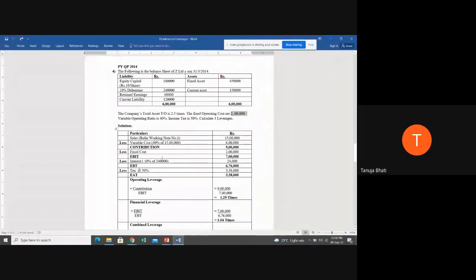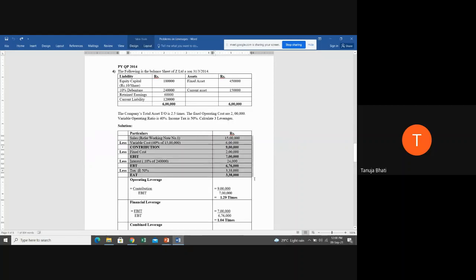From that EBIT, first you have to minus I. I is nothing but interest. Now, interest to the debenture holders, I told you students, 10% of 2,40,000 is nothing but 24,000. You got EBT as 6,76,000. From that, you have to less your tax. Tax is given in the problem as 50%. So 50% of 6,76,000, you get 3,38,000. So your EAT is 3,38,000.